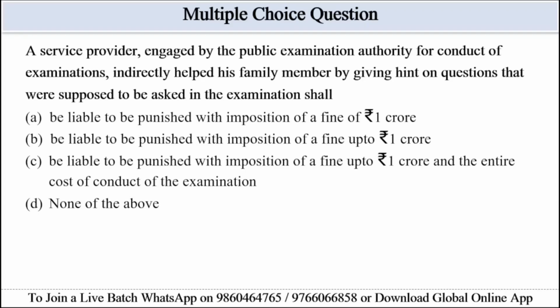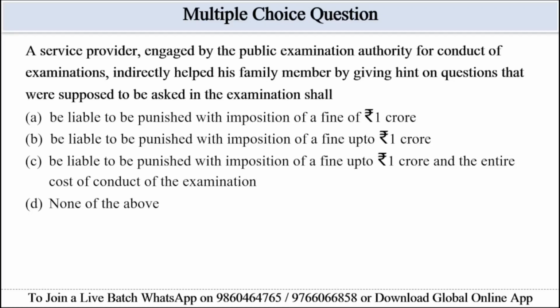So in this case, we can locate the portion in the passage. The relevant part is the service provider shall also be liable to be punished with the imposition of a fine up to 1 crore and proportionate cost of the examination shall also be recovered from it. So we can look for the correct answer here, in which option A says be liable to be punished with imposition of a fine of 1 crore. This is incorrect because it states a fixed fine of 1 crore. The law specifies a fine up to 1 crore, meaning the amount can be less and is at the discretion of the court.